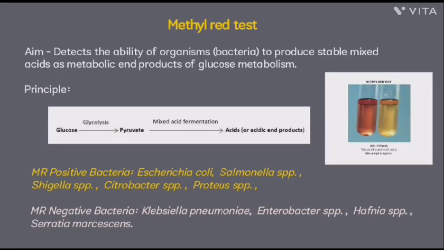Methyl red test. Aim: detects the ability of bacteria to produce stable mixed acids as metabolic end products of glucose metabolism. The test is based on the fact that when some bacteria, like E. coli, metabolize glucose, they produce acids that lower the pH of the mixture. The methyl red indicator turns red when the pH is below 4.4 and yellow when the pH is above 6.0.